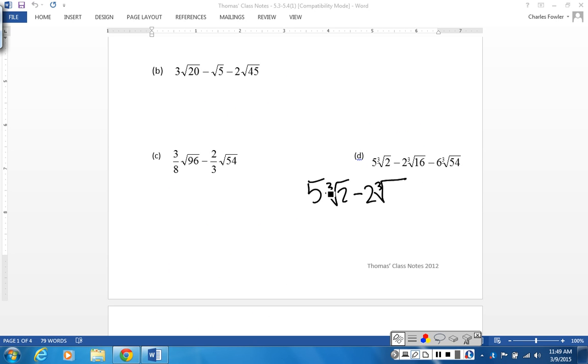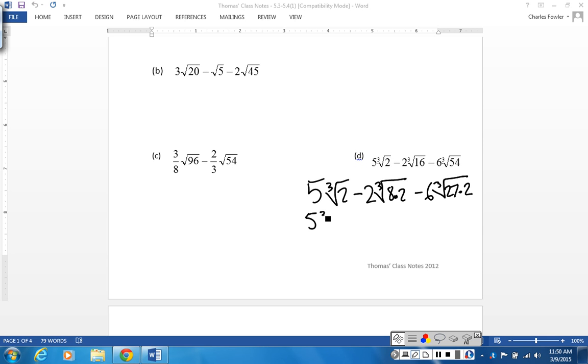Since we're dealing with 3 as the index and we're dealing with cube roots, we have to find the perfect cube of 16. So what is a number times itself that will give you 16? 2 times 2 times 2 is 8. So 8 times 2 is 16. So 8 is a perfect cube, minus 6 times the cube root of 3 times 3 times 3 is 27, so I can break this down as 27 times 2.